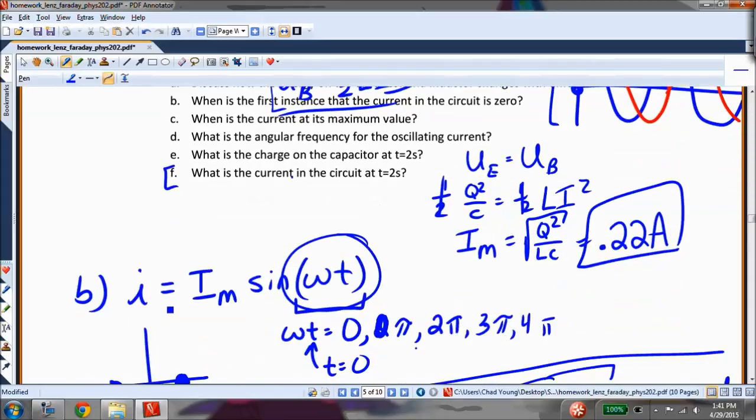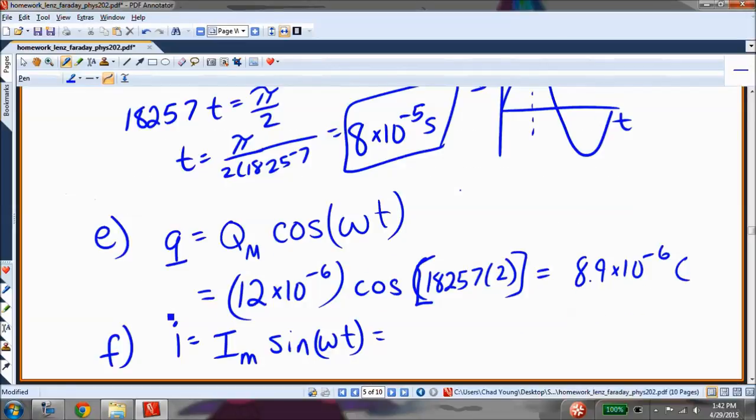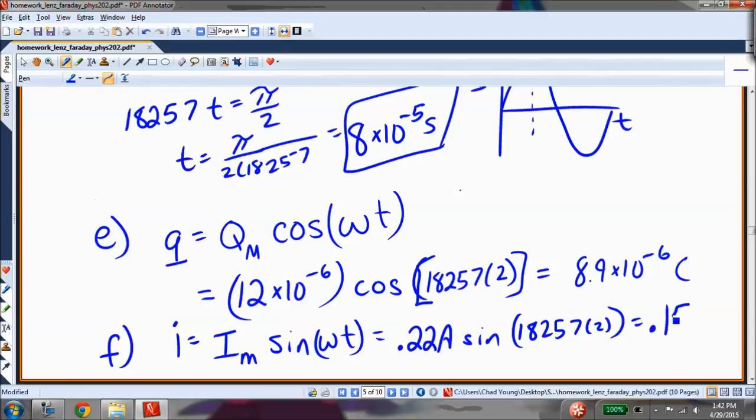And now that I found the maximum current, I just plug that in. So it's going to be 0.22 amps times sine of that 18,257 times 2, and I get 0.15 amps. So that's my current at 2 seconds, and I'm just using this function.